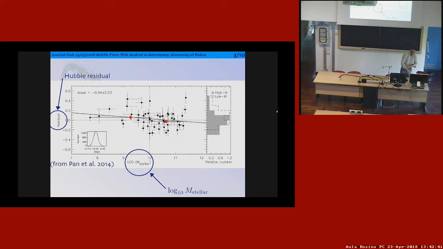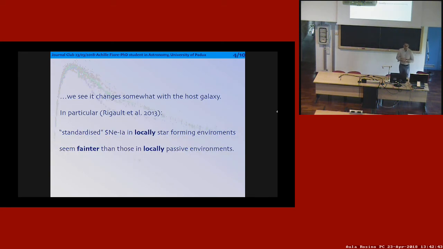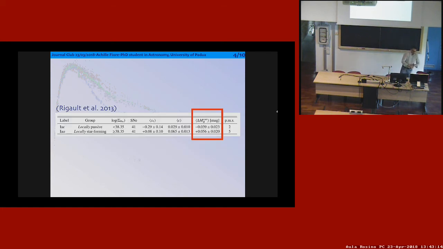the cosmological parameters. In particular, there is this important statement that was made by Rigault et al. 2013, in the sense that standardized magnitudes of type 1a supernovae that exploded in a locally star-forming environment are fainter than those in a locally passive environment. Fainter in the sense that after the correction they seem fainter. And this is in numbers what I told you before.